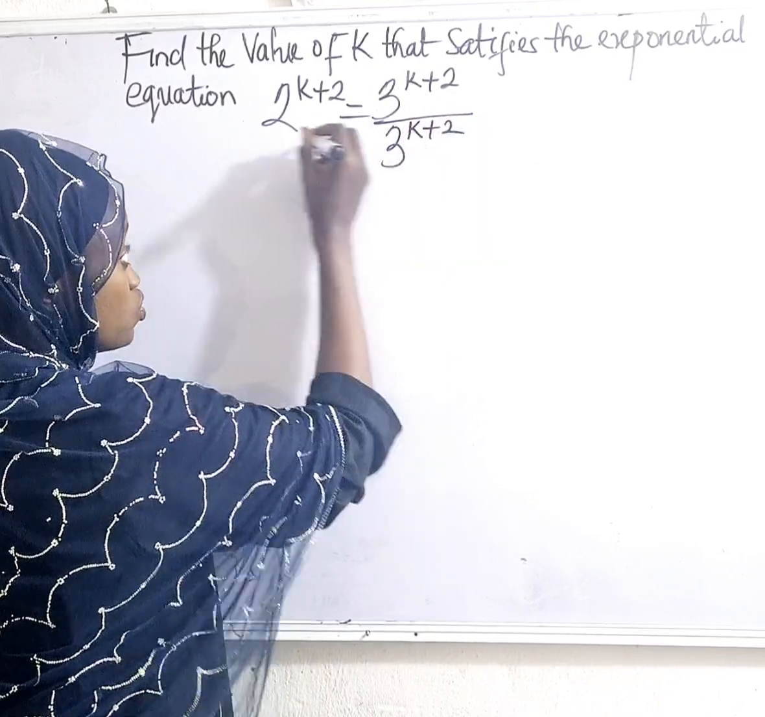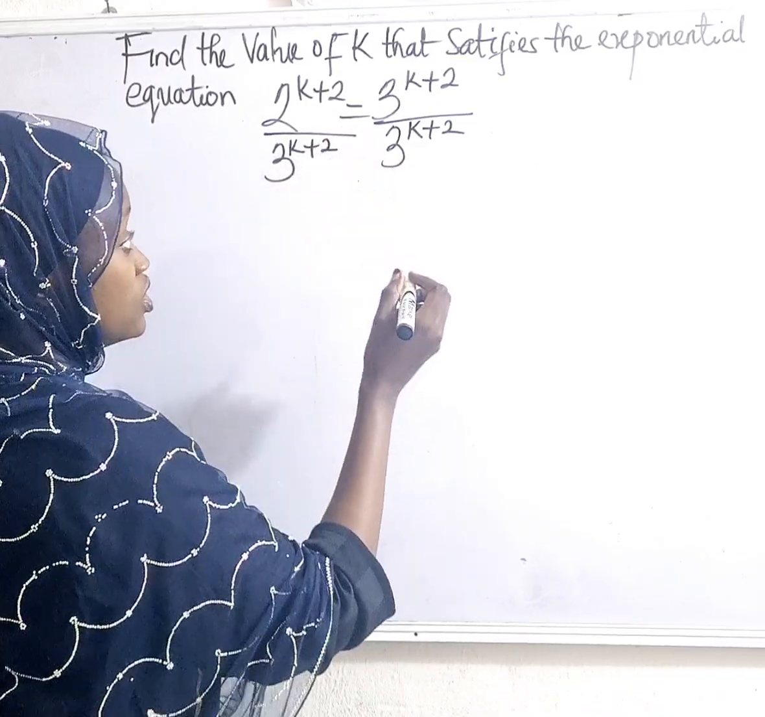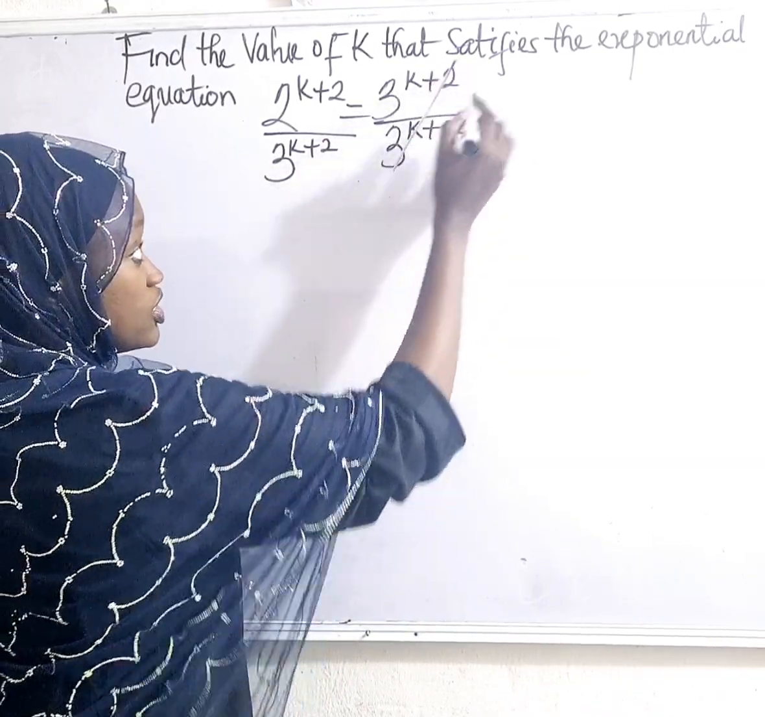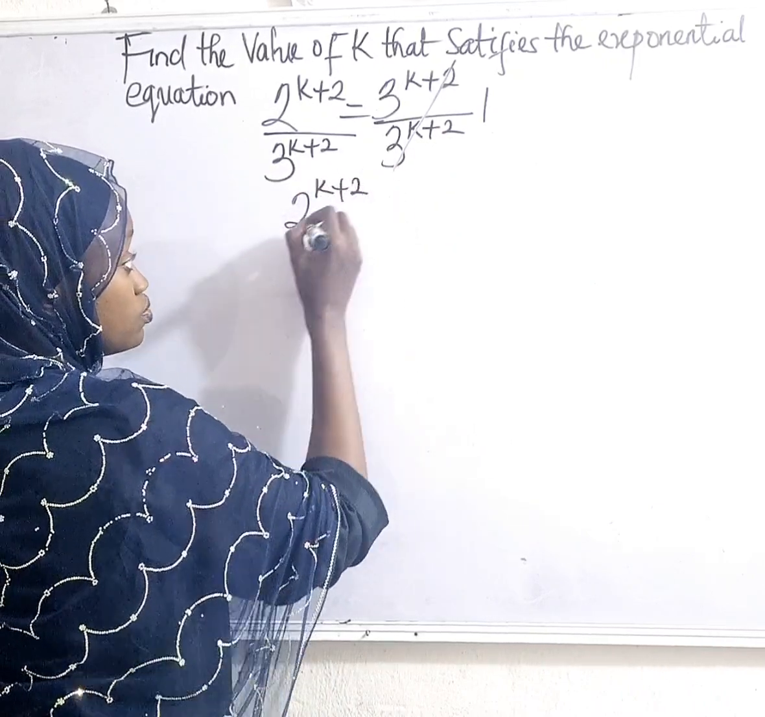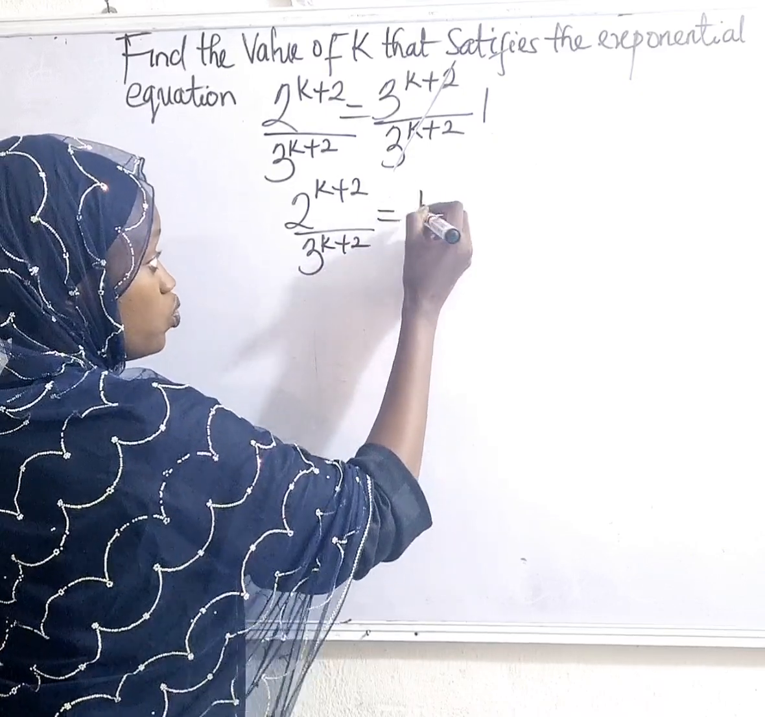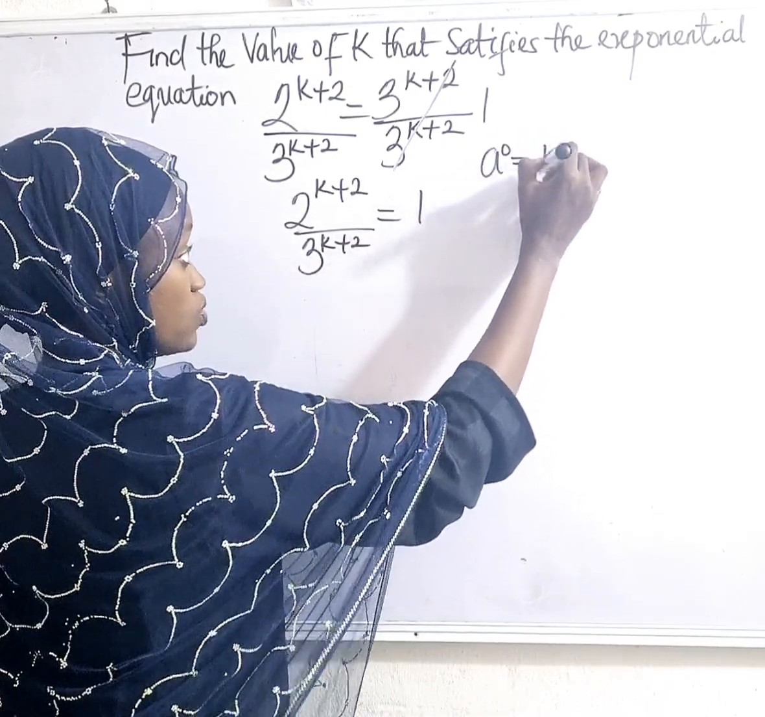Also do the same thing on the left hand, 3 to the power of k plus 2. Now, 3 to the power of k plus 2 divided by 3 to the power of k plus 2, this gives us a 1. This becomes 2 to the power of k plus 2 over 3 to the power of k plus 2 equal 1. And we know that if you have a to the power of 0, this is equal to 1.